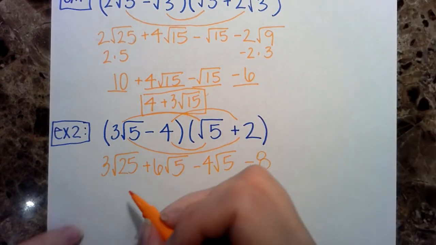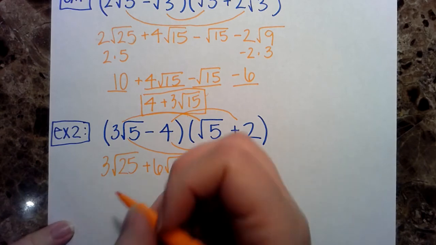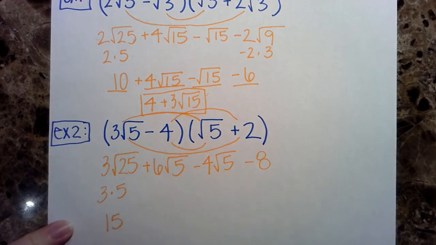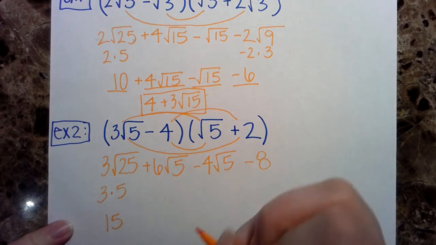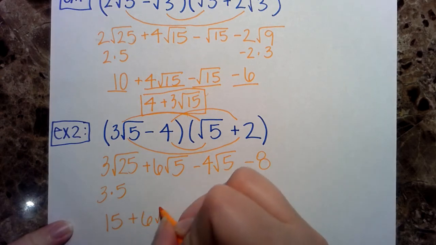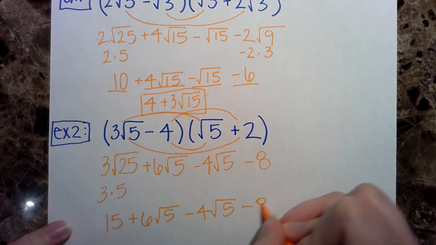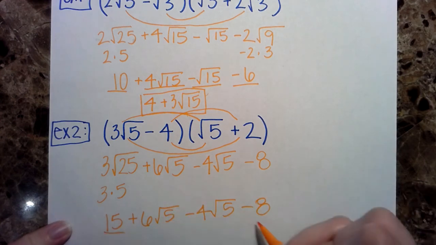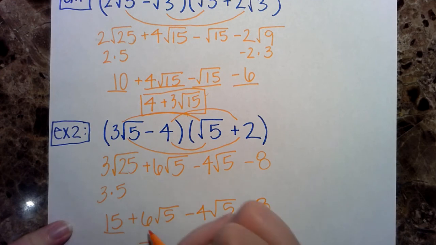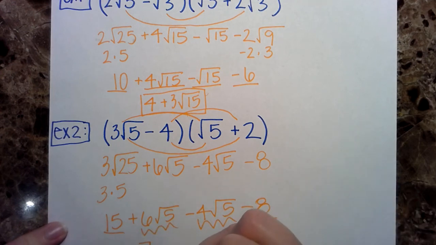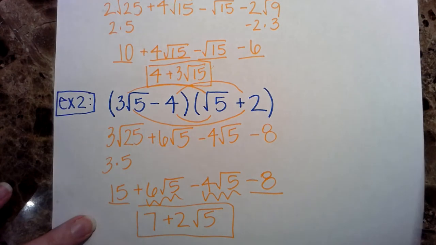So I'm going to see if I can simplify any of these. So far, the only one I can simplify is this. So 3 times 5 is 15. Then I have plus 6 square root 5 minus 4 square root 5 minus 8. I'm going to combine like terms. So I get 7. I'm also going to combine these like terms. And I get plus 2 square root 5. That's going to be my final answer. And I'm good to go.